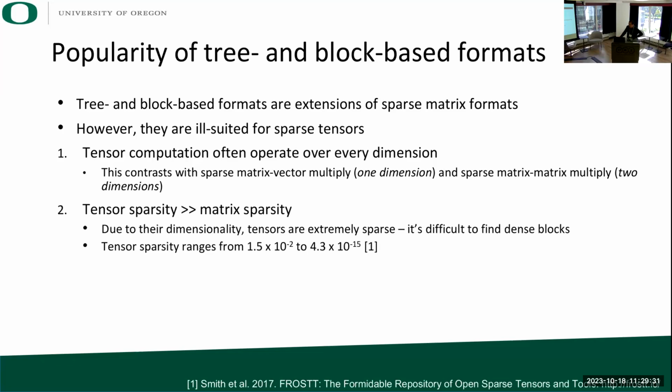Because of the dimensionality, the non-zeros are few and far apart, so they're extremely sparse. For you to find dense subblocks in a sparse tensor is a much more challenging problem than in a sparse matrix, even if you do some kind of permutation or random redistribution. For example, if you take the sparse tensors from the FROSTT repository, you get a sparsity that ranges from 10 to the power -2 to as low as 10 to the power -15. So they're extremely sparse. Formats like HiCOO have a lot of problems, either in tuning the blocks to find dense subblocks or in creating the subtensors from the original tensor.